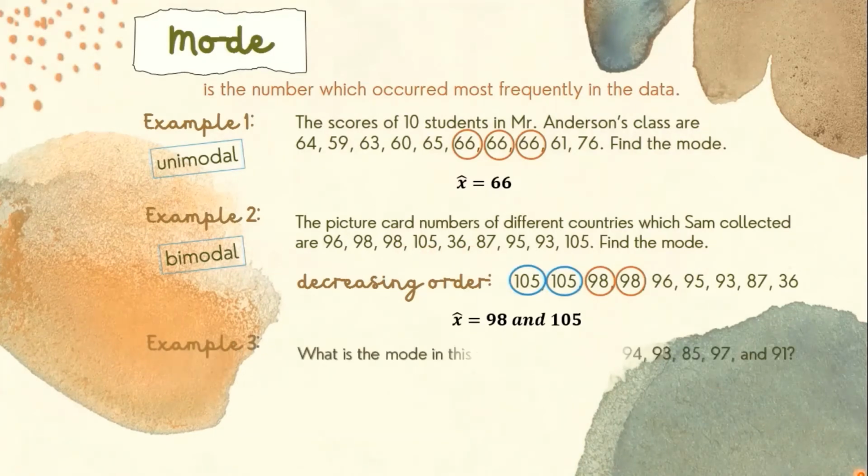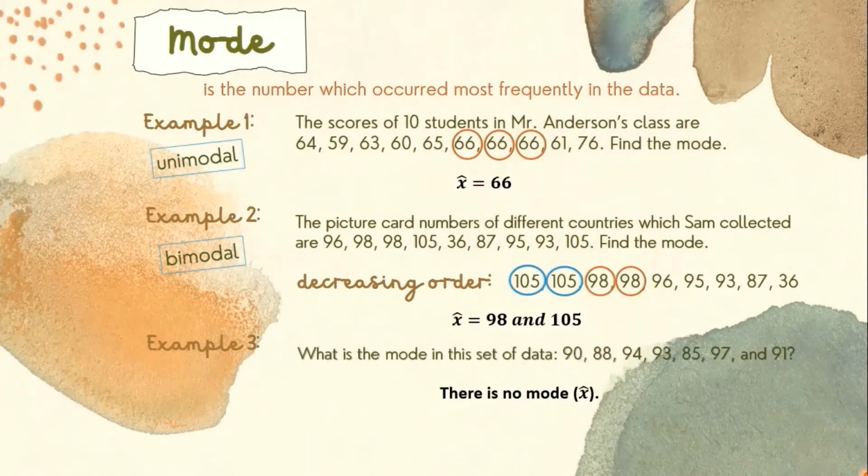Another example, what is the mode in this set of data? 90, 88, 94, 93, 85, 97, and 91. There is no mode in this set of data because as we can see, even if we arrange it in an increasing or decreasing order, all of them occurred once. Wala tayong isang specific na value which occurred twice, thrice, or so. Lahat sila pareho-parehong once. Therefore, there is no mode in this set of data.